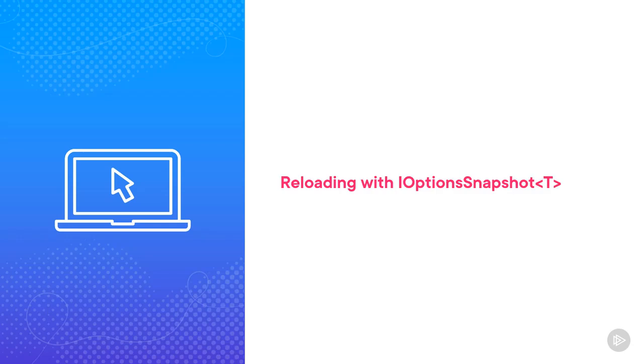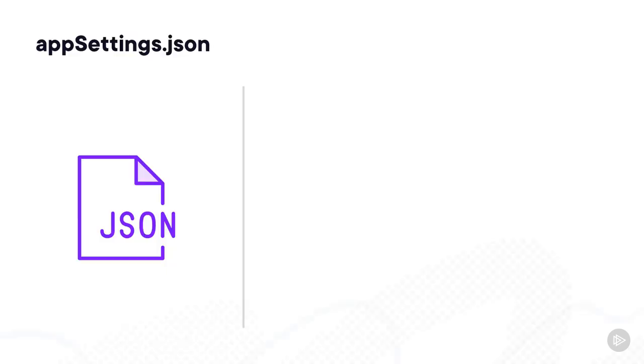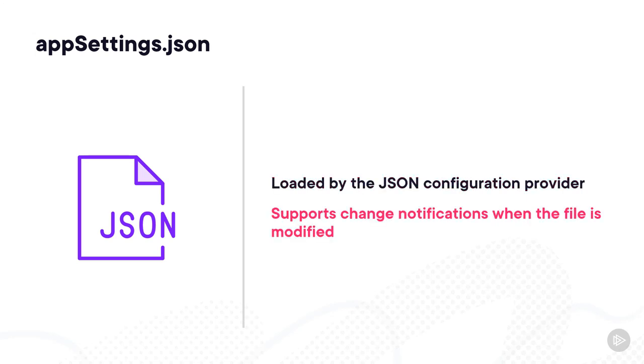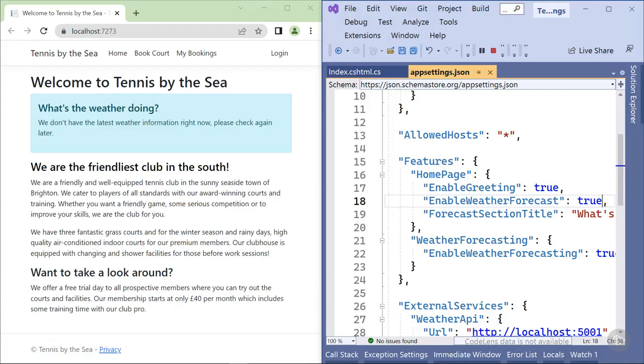In this demo, we'll use another options feature to support the automatic reloading of configuration when the underlying source values change. We've been using configuration from the app-settings.json file, which the JSON configuration provider loads. This provider supports change notifications, such that if the underlying app-settings.json file is modified whilst the application is running, the configuration system is aware of the new values. We'll discuss that in more detail in the module called Working with Configuration Providers. Here's the tennis booking application running in my browser.